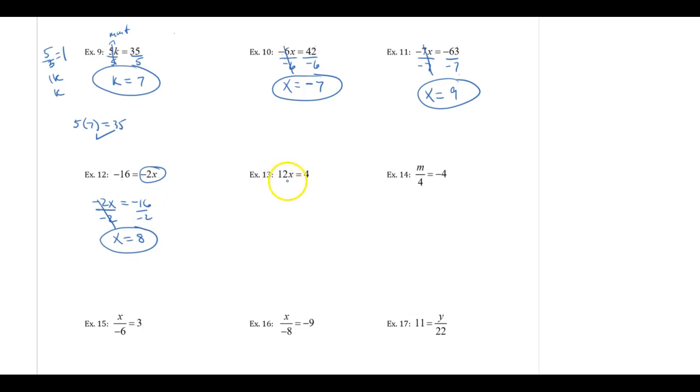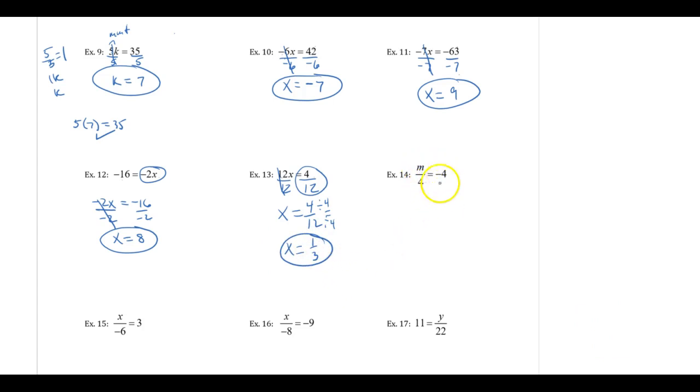Now the next one, 12 times x equals 4. What do I have to get rid of to get x by itself? The 12. I undo it by division. I divide by 12. X equals 4 over 12 does not divide evenly, but we can reduce this fraction by dividing the numerator and denominator by the common factor to get 1/3.